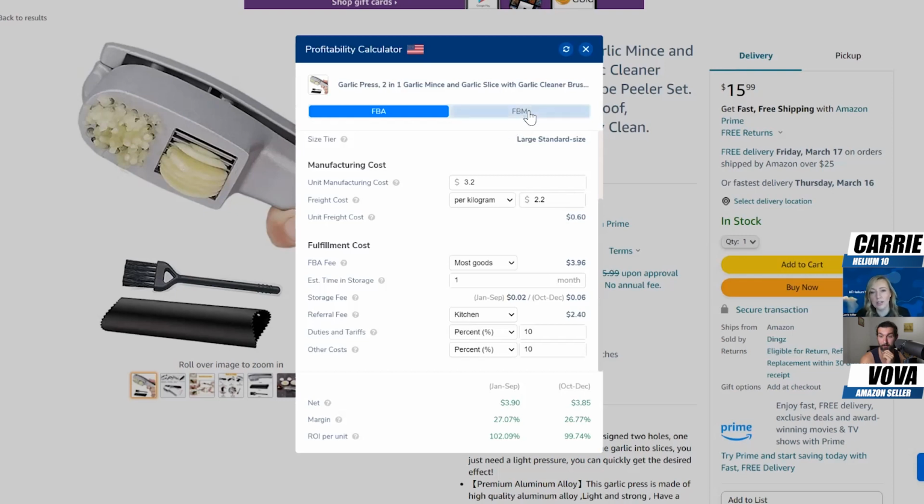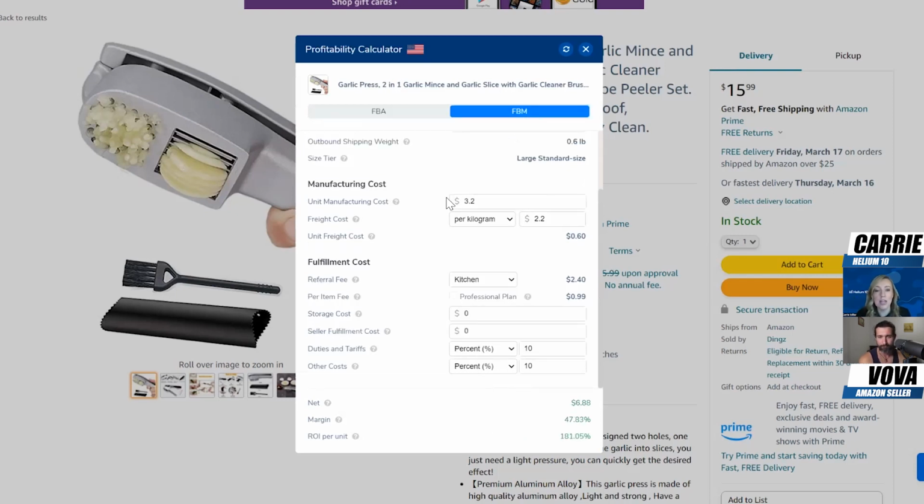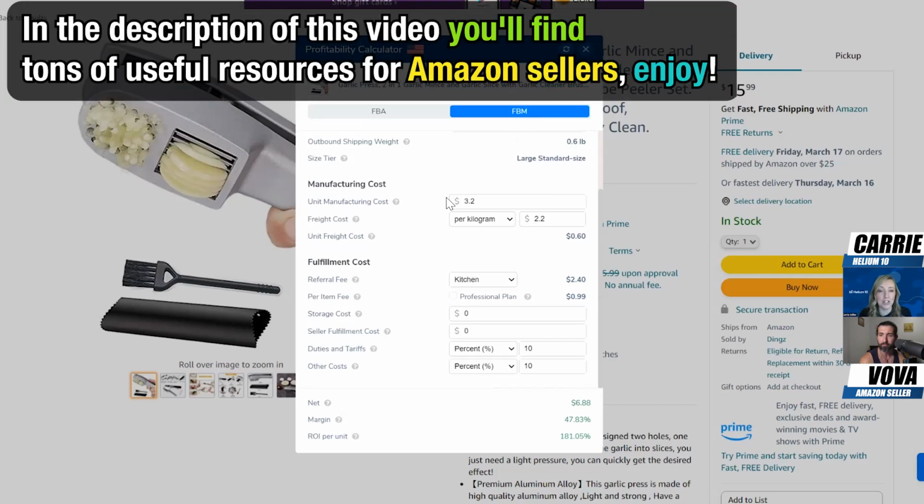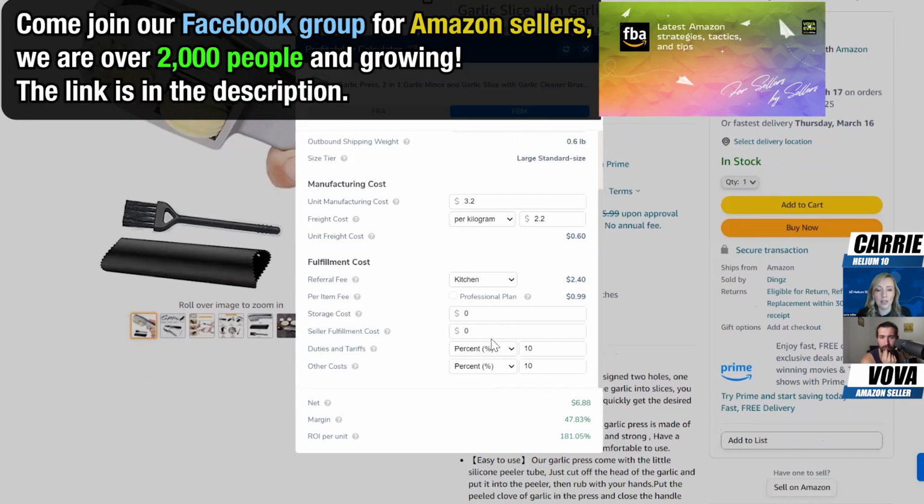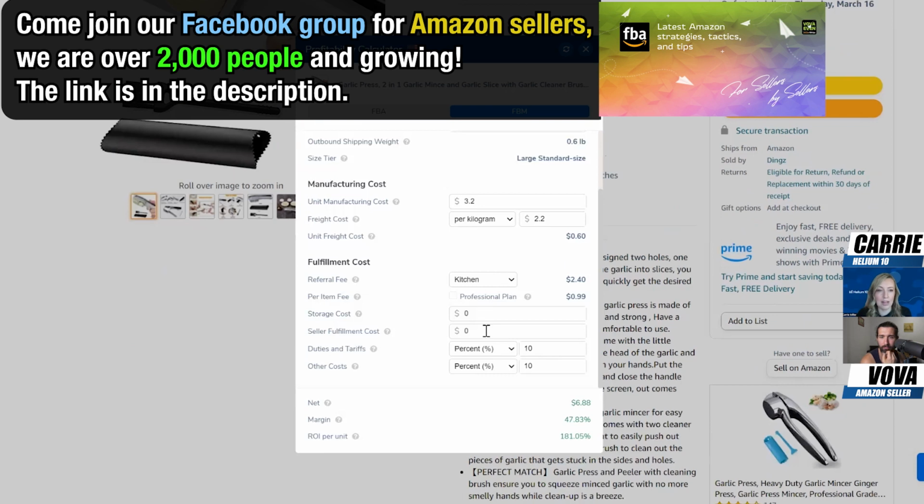Another way that you can calculate this is FBM. If you want to fulfill your own products, and a lot of people do, sometimes people just ship it into their garage and fulfill it on their own. They're not necessarily shipping it to Amazon, although it's much easier if you ship it to your garage and then to Amazon. But say you wanted to set up your ShipStation and do it yourself, or say it's a 3PL, you will have some storage fees and then fulfillment per item usually. You can calculate those by putting that information in here.